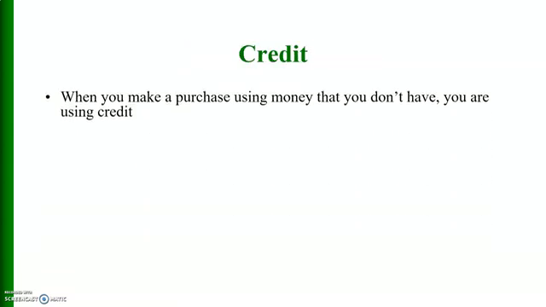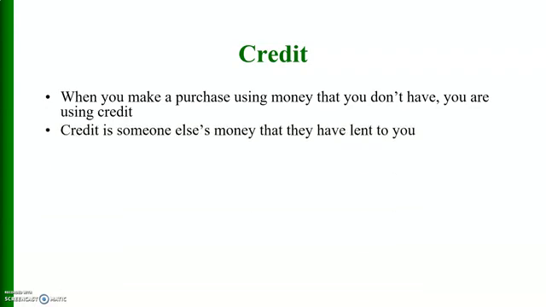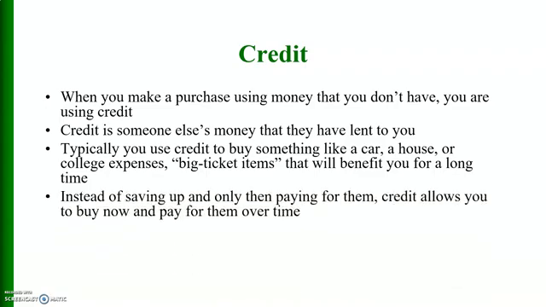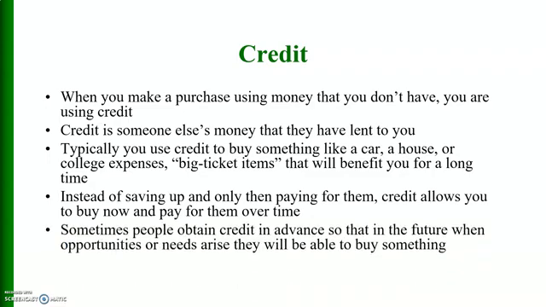Credit. When you make a purchase using money that you don't have, you are using credit. It is someone else's money that they have lent to you. Typically, you use credit to buy something like a car, a house, or college expenses, big ticket items that will benefit you for a long time. Instead of saving up and only then paying for them, credit allows you to buy now and pay for them over time. Sometimes people obtain credit in advance so that in the future, when opportunities or needs arise, they will be able to buy something.